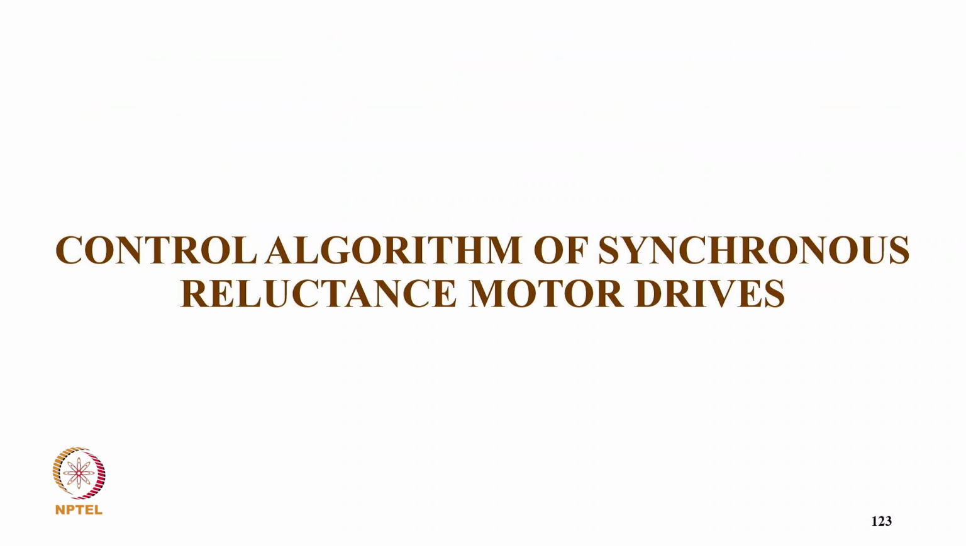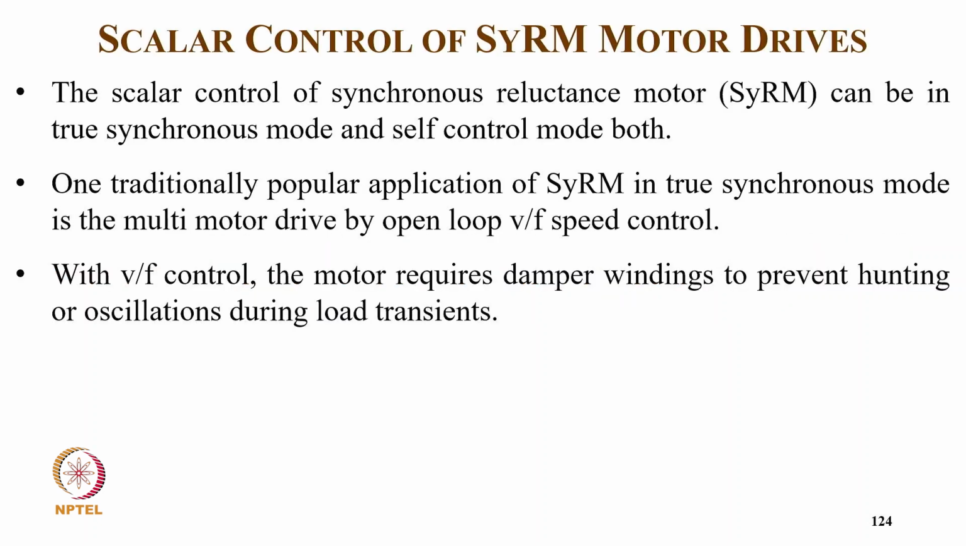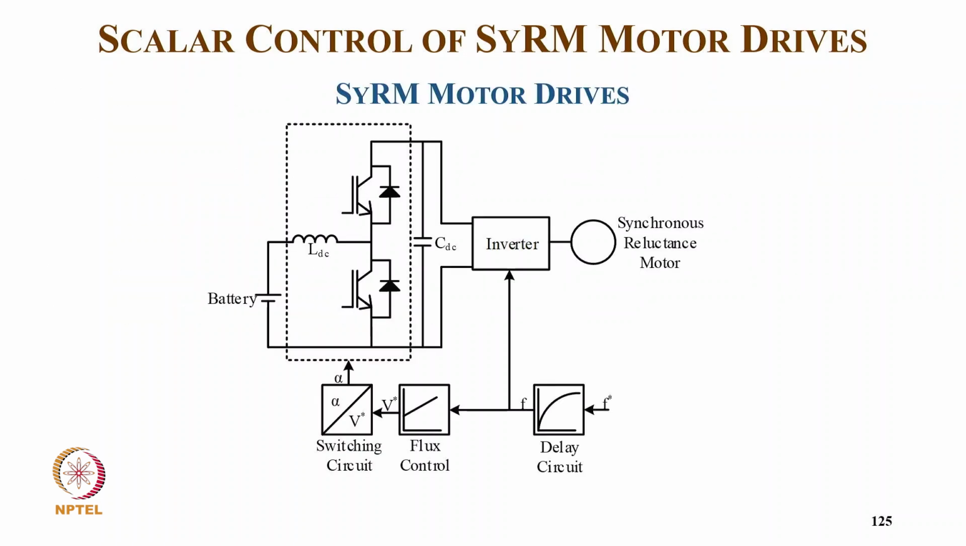Now coming to control algorithms of the synchronous reluctance motor drive. Scalar control of the synchronous reluctance motor can be through true synchronous mode and self-control mode both. One traditionally popular application of the synchronous motor is the true synchronous mode in multi-motor drives by open loop V/F control. With V/F control, the motor requires damper winding to prevent hunting or oscillations during load changes. And this is a typical diagram of scalar control.